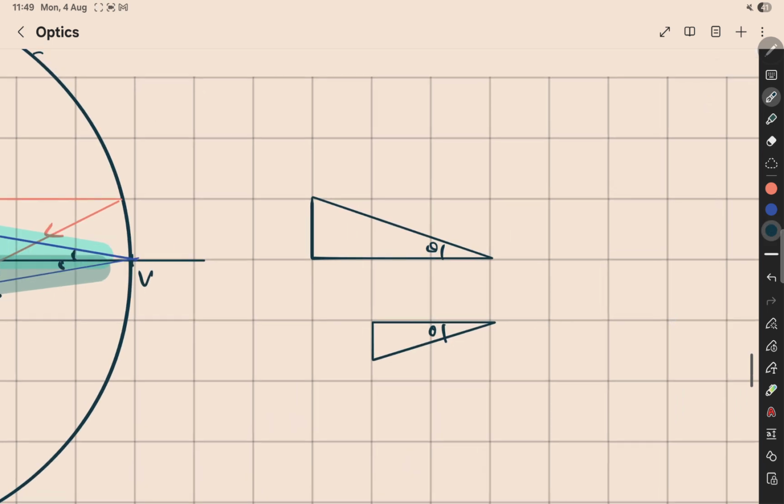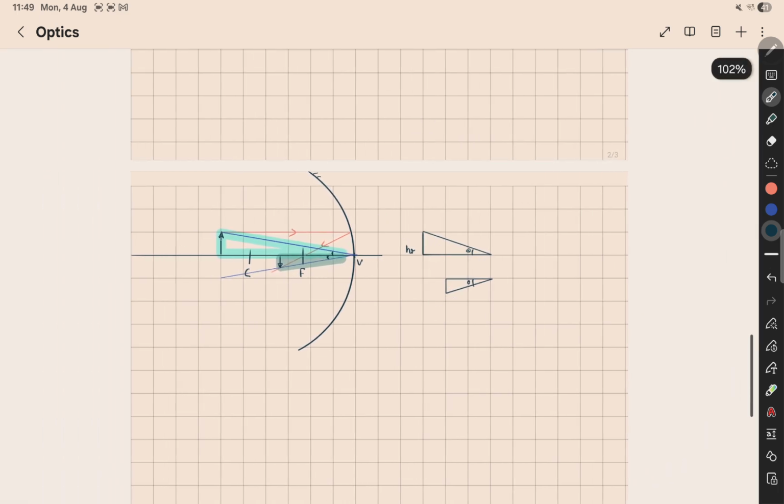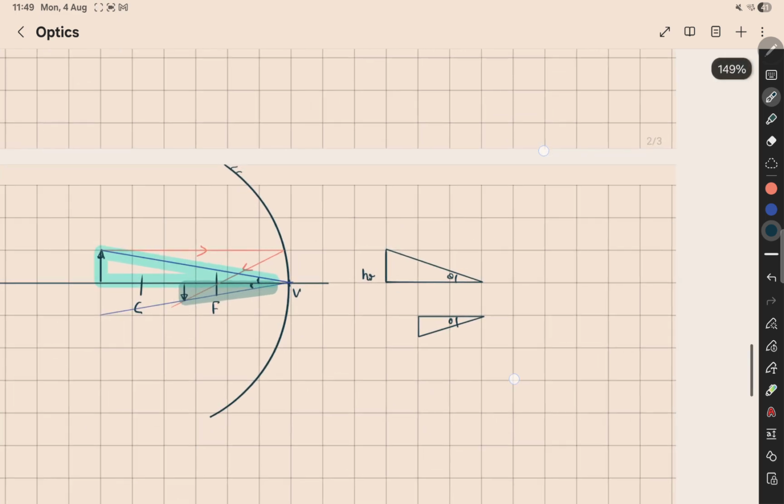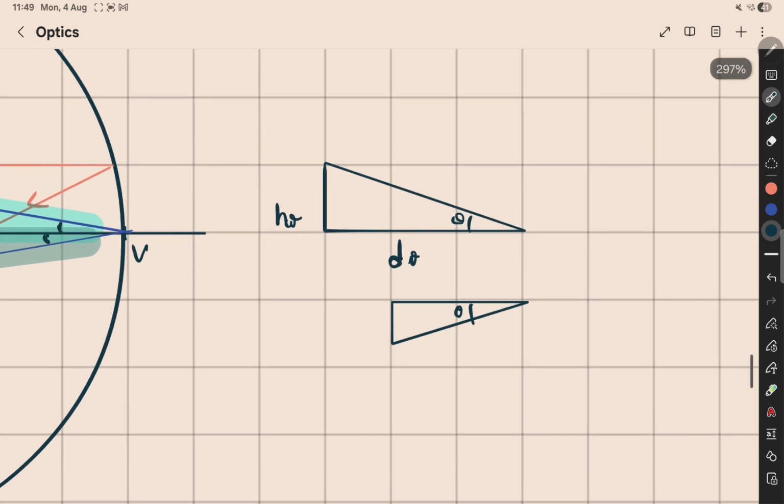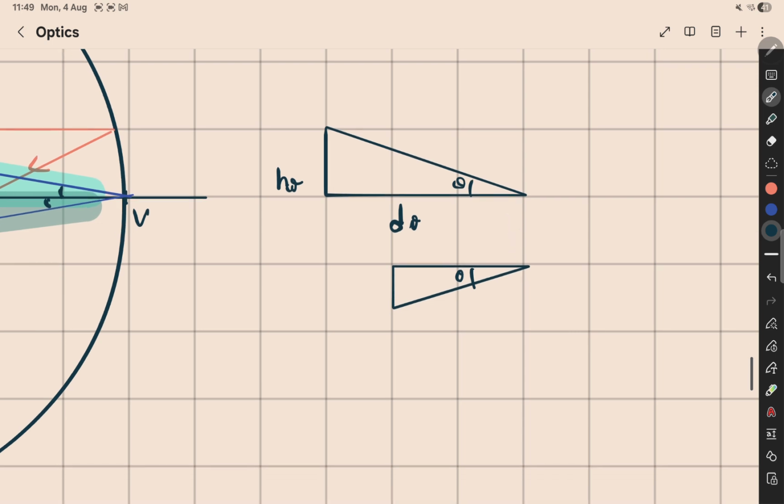Okay, what are the sides of this triangle here? This side here is the size of the object, so I'll use h for height, not image, from the object. So h_o is this size here, the size of the object, right? And this distance here is the distance that the object is from the mirror. And this is the hypotenuse. We won't be using it, but we can calculate it using Pythagoras' theorem.